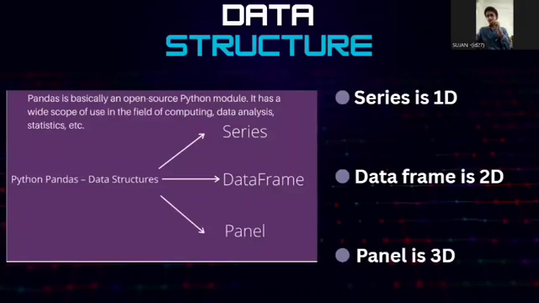Now let's talk about data structures in pandas. Pandas mainly provides three data structures. Number one, series, which is used for one-dimensional data. Number two, data frame, which is used for two-dimensional data. Number three, panel, which is used for three-dimensional data. Now I am moving to the next slide.